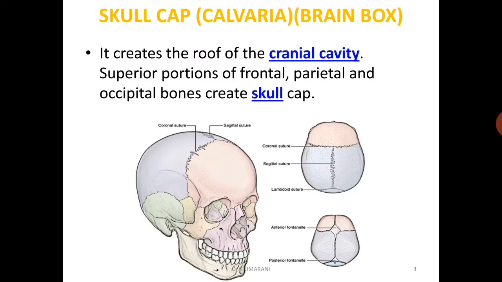The skull cap, or calvaria, or brain box, creates the roof of the cranial cavity. The skull cap is formed by the frontal, parietal and occipital bones of the superior portions.